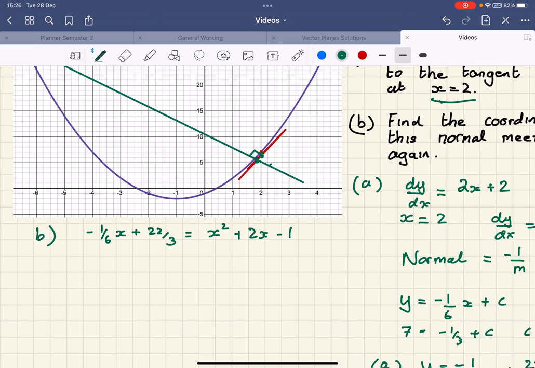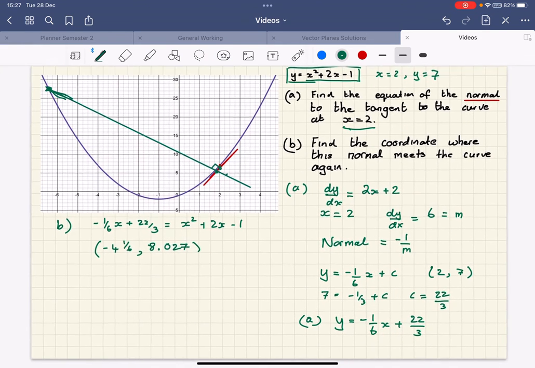the second one I've already got, and the first one is at minus 4 and 0.16, so that's a sixth, and the other one is at 8.027. So that one's quite easy to do with a graphic calculator.